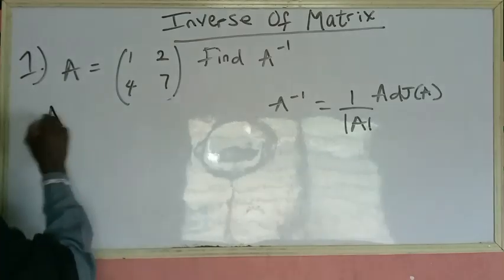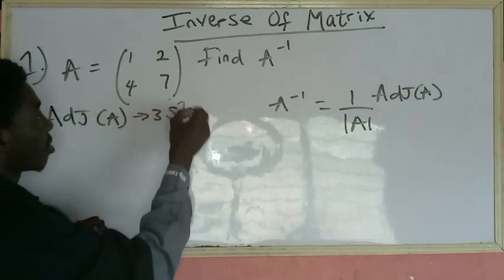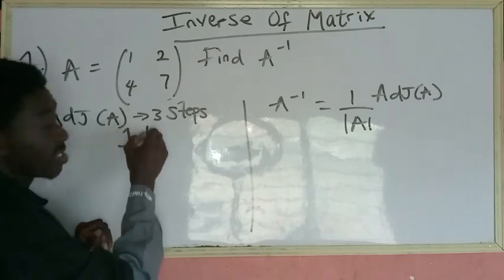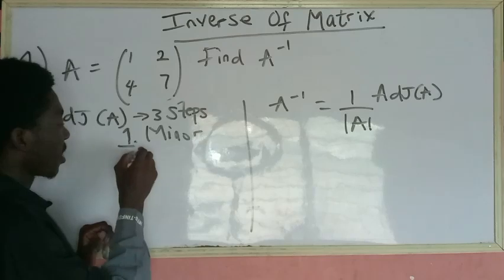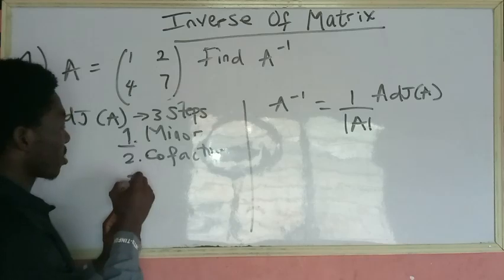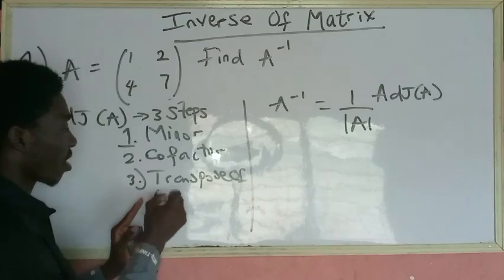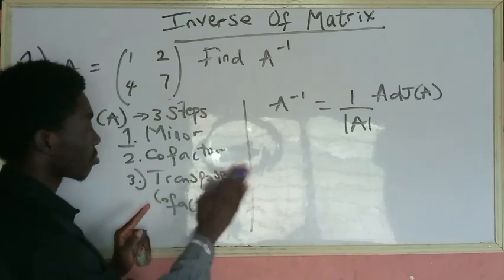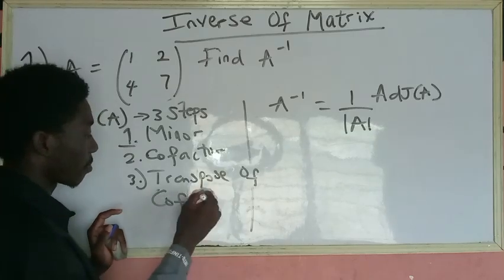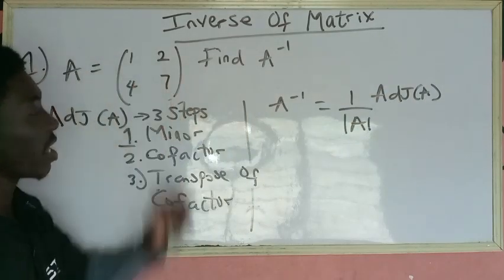So we know the adjoint takes 3 steps. Step 1 is the minor. Step 2 is the cofactor. And step 3 is the transpose of the cofactor. So these are the 3 steps I will use to derive the adjoint of my matrix A. Let's go on to that.